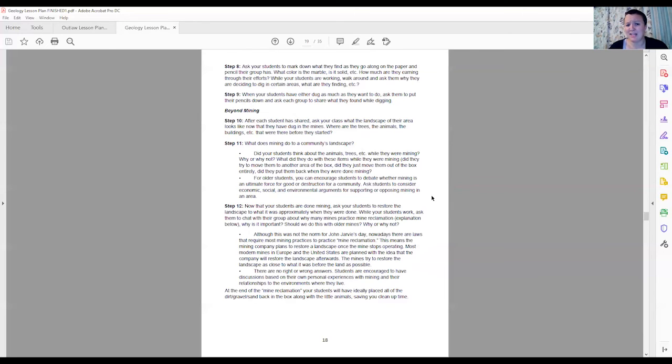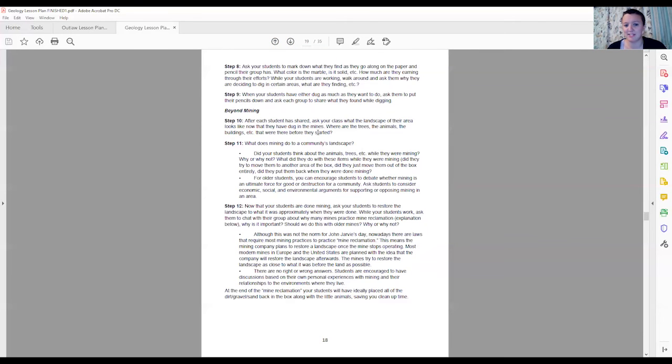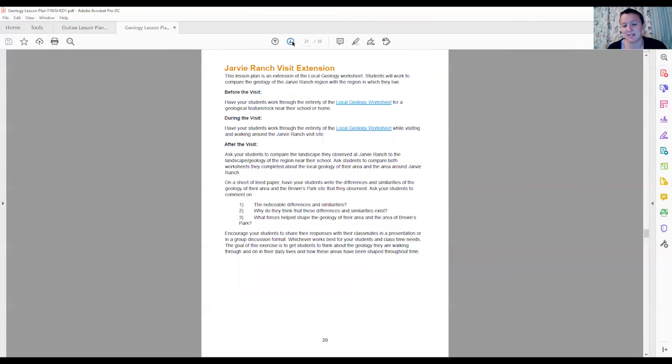Now, once your students finish mining and you've talked about the ways that mining impacts the environment, ask your students to restore the landscape to what they had before. This is a common practice in mining today. A lot of places practice mine reclamation, and it actually works to restore environments in real life. So this is tying to actual practices that people do in real mining operations.